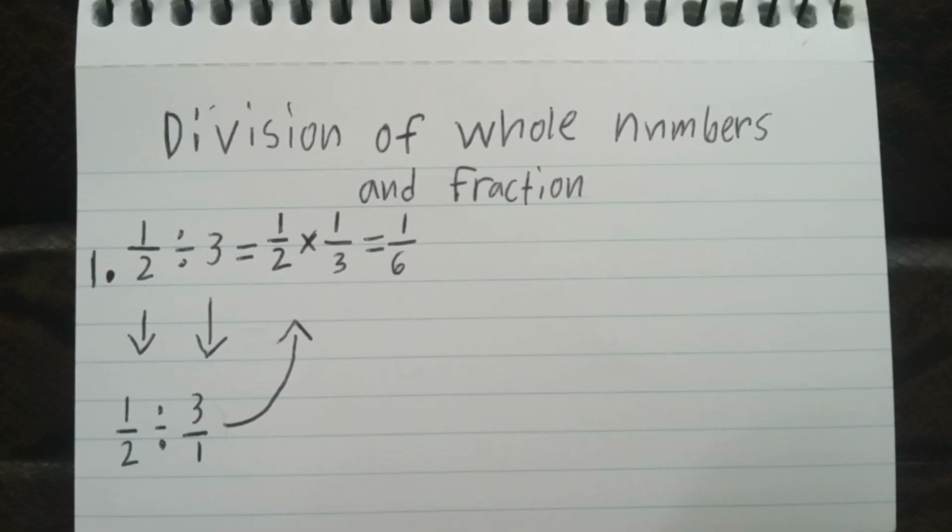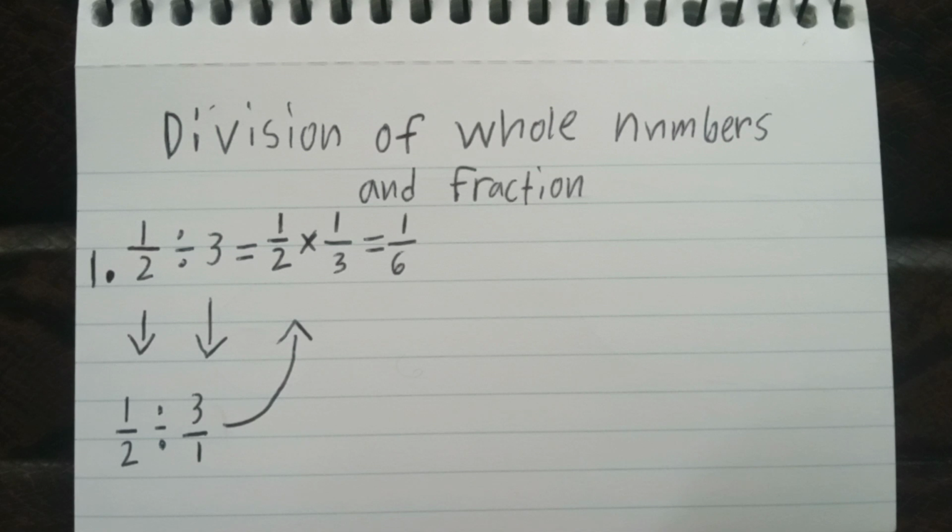And now for our second topic, which will be division of whole numbers and fraction. So for our first example, we have 1/2 divided by 3. So our first step here is to turn the whole number into a fraction. So now we will be just adding 1 as the denominator. But I want you also to remember that we're not changing the value of the whole number. We're just turning it into a fraction because 3 over 1 is still equivalent to 3.